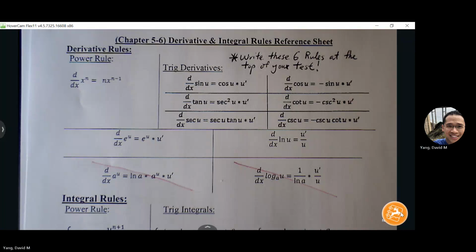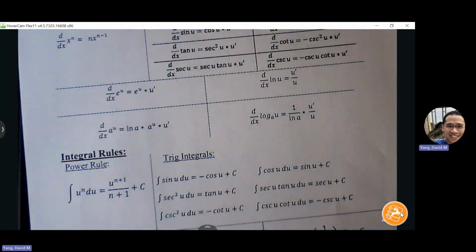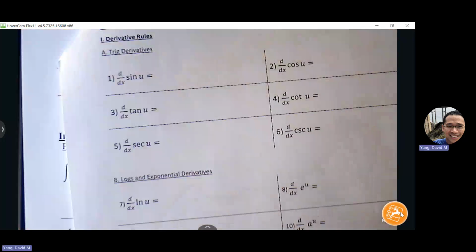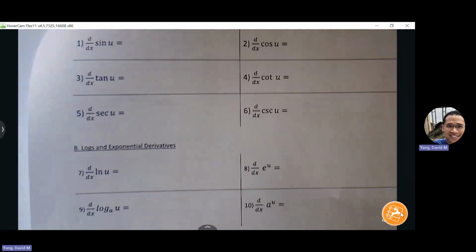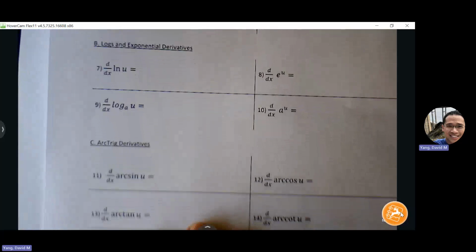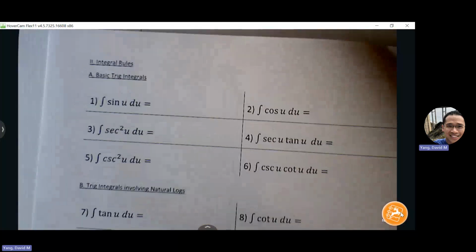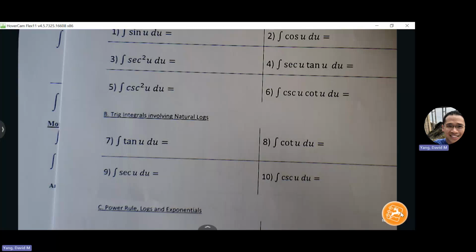And then on the next page, I have a key for a practice sheet. If you want to do some practice on your own as you prepare for your test, I have the derivative rules on one page and the integral rules on the other page. Just for your practice, if you feel like you want to, this proves to be useful as you prepare for your test for Friday.